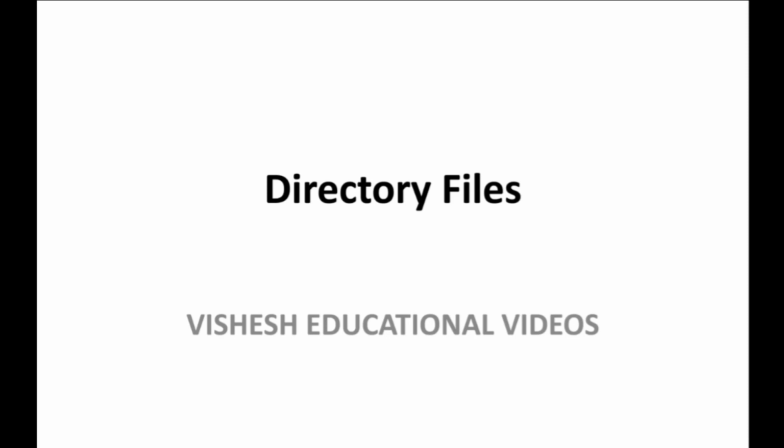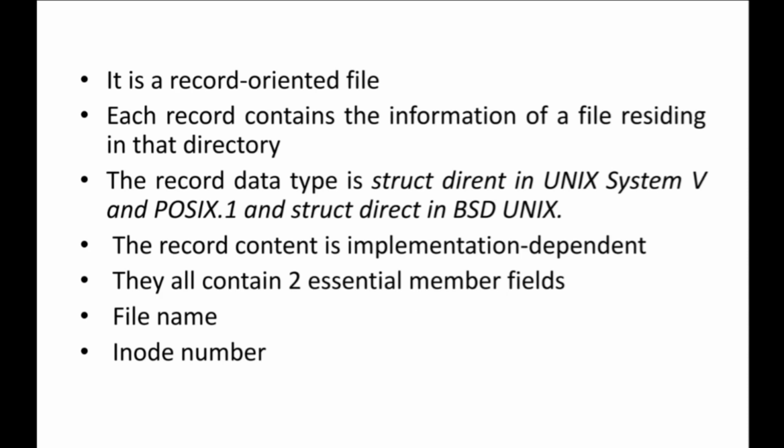So let me begin the explanation of directory files. Directory files are nothing but a record oriented file, right? So each record contains the information of the file residing in that directory. Getting, guys? It is a record oriented file. Each record contains the information of a file residing in that directory. So a directory contains records, and each record contains the information of a file residing in that directory.